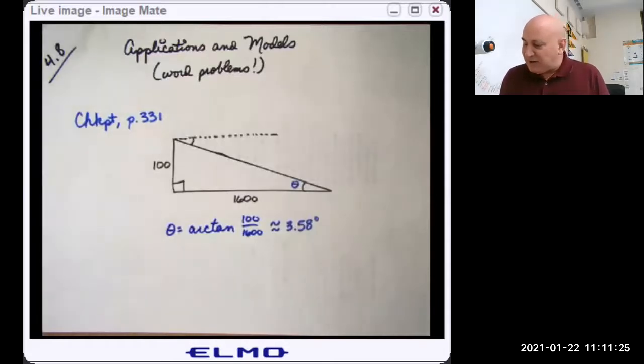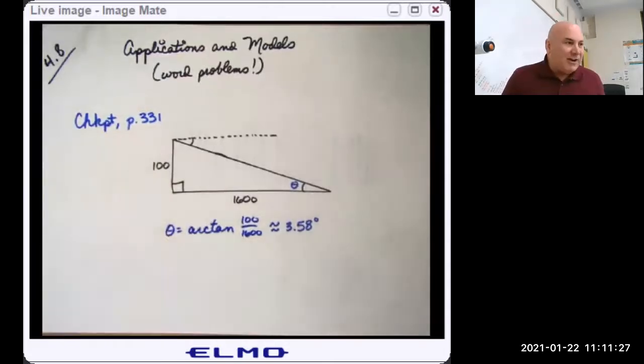So let's get started. Checkpoint problem on page 331 of our current textbook says, from the time a small airplane is 100 feet high and 1,600 ground feet from its landing runway, the plane descends in a straight line to the runway. Determine the angle of descent in degrees.